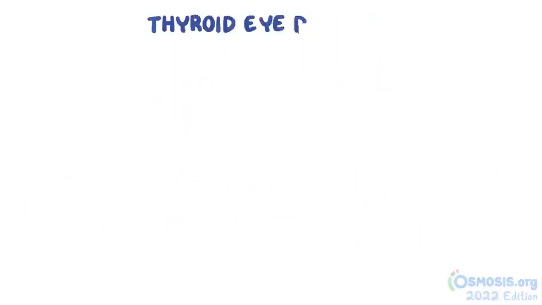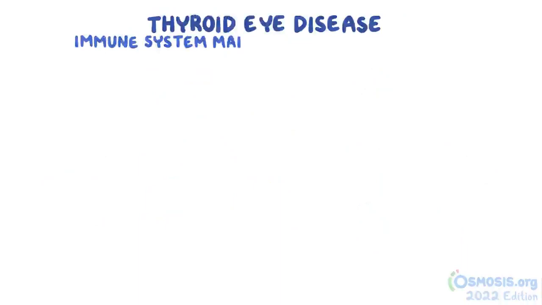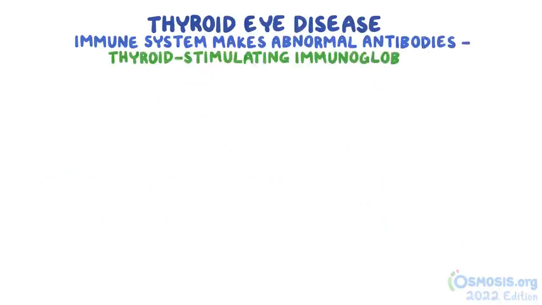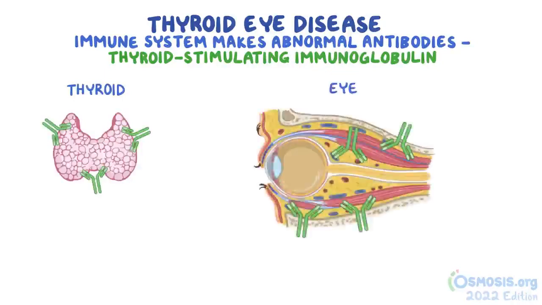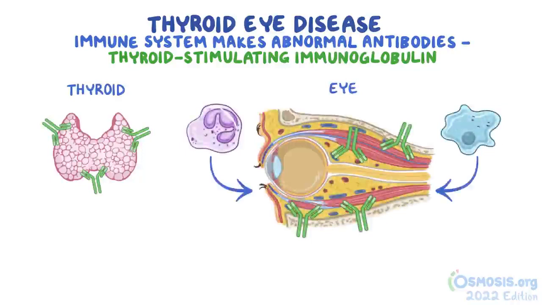In thyroid eye disease, the immune system makes abnormal antibodies, called thyroid-stimulating immunoglobulin, and they circulate around the body and attach to specific receptors on the thyroid and other tissues, like those found in the eyes. Once they attach, the antibodies cause the immune system to attack the eyes, leading to inflammation and damage to the eye's muscle, fat, and connective tissues.